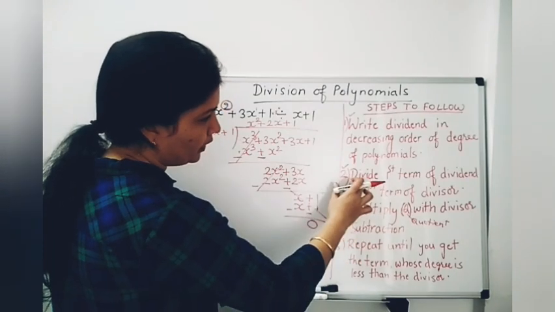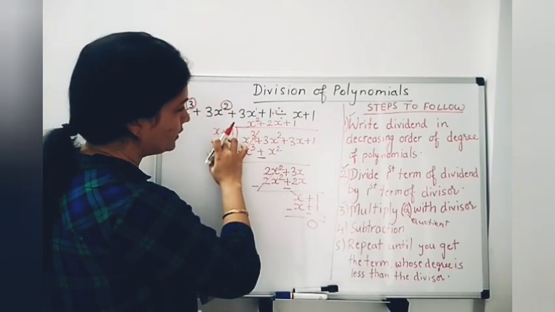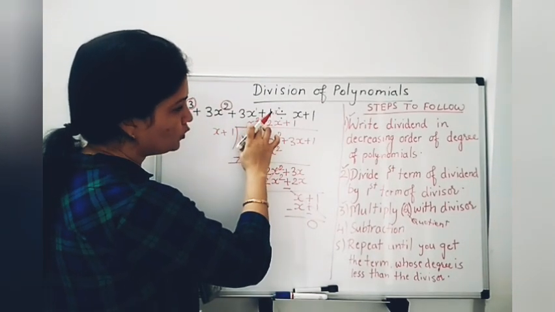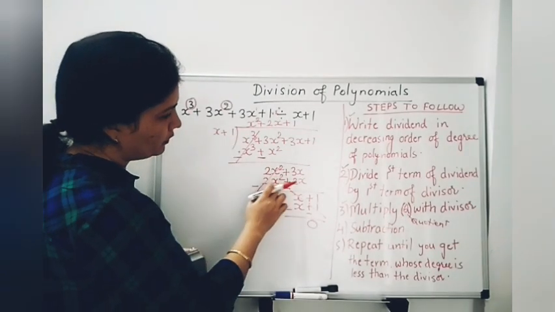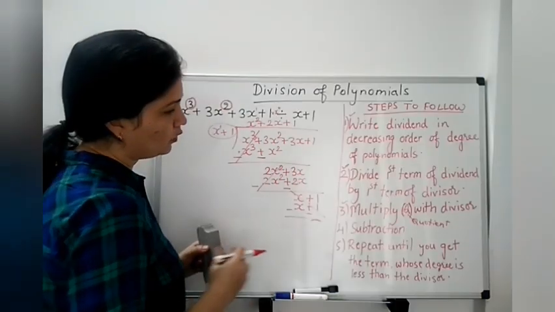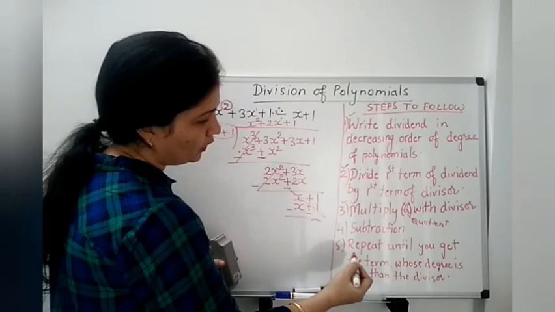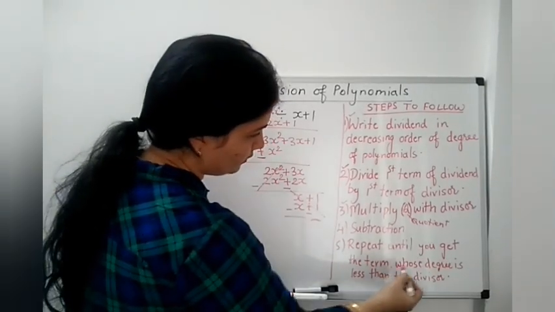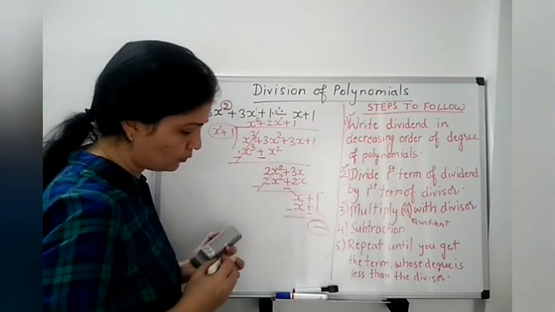How will you get the quotient? Divide the first term of the dividend by the first term of the divisor, then you will get the quotient. This quotient will be multiplied by the divisor. Then whatever you got, you will write below the terms and subtract. You need to follow these steps until you get a term whose degree is less than the divisor. I hope this is clear for you.